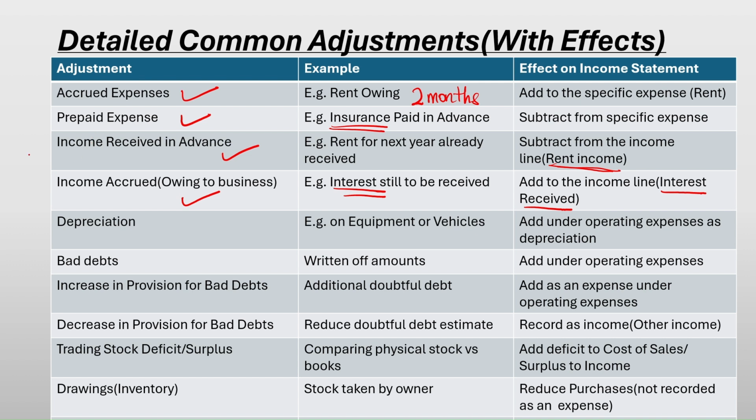All right. Then now, the next one, we have depreciation. Depreciation, I need you to actually understand this. Depreciation will always be an expense. There is no way on earth our depreciation will be an income. Depreciation is always an expense, right? Because it literally decreases the value of an equipment or a vehicle, right? So, for example, on equipment or vehicles, we are going to add under operating expenses, like I mentioned, under operating expenses as depreciation.